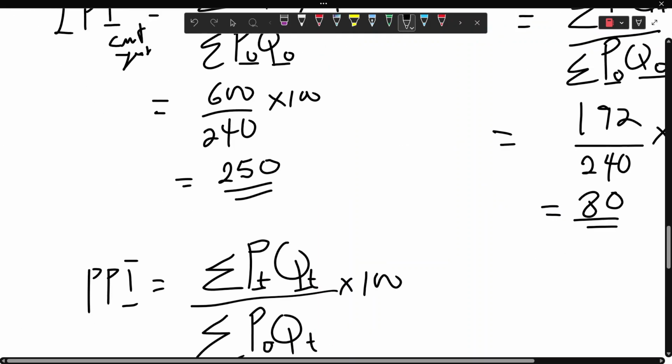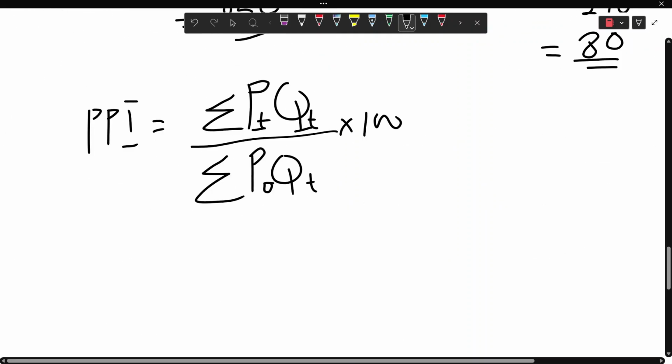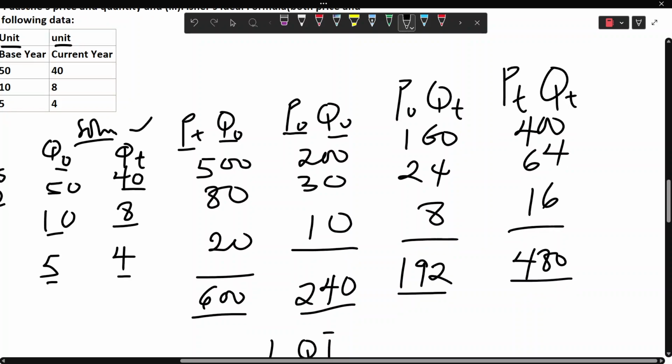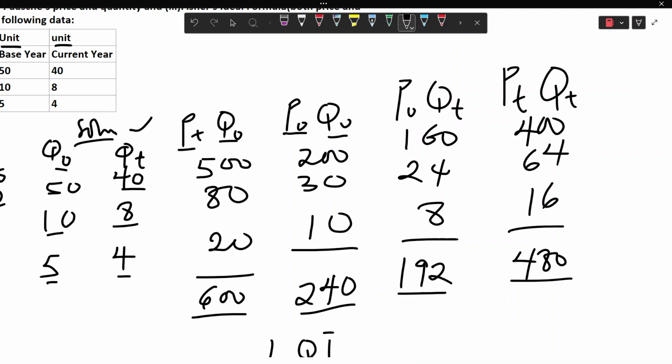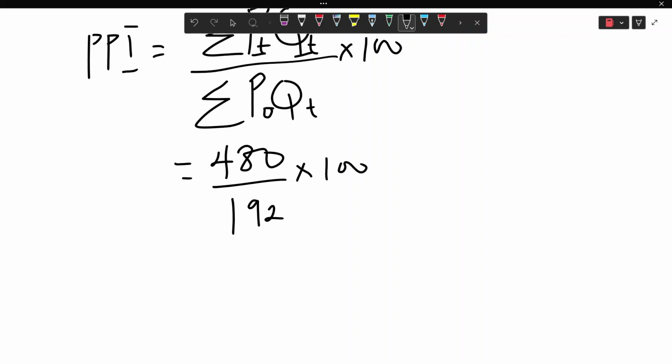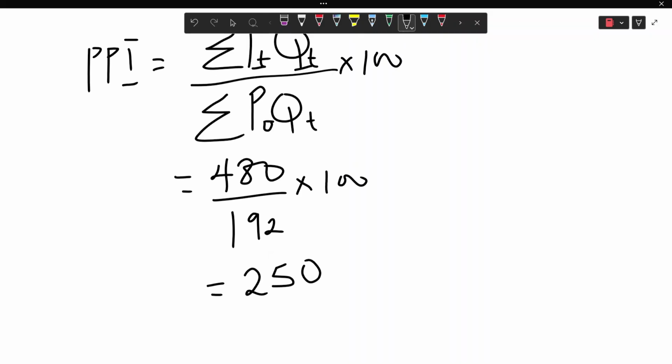Now let's find the Paasche price index. 480 divided by the base year prices and current year quantity, which was 192, times 100. 480 divided by 192 times 100 is 250.